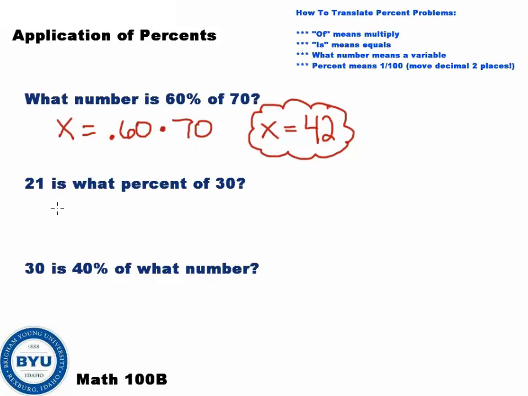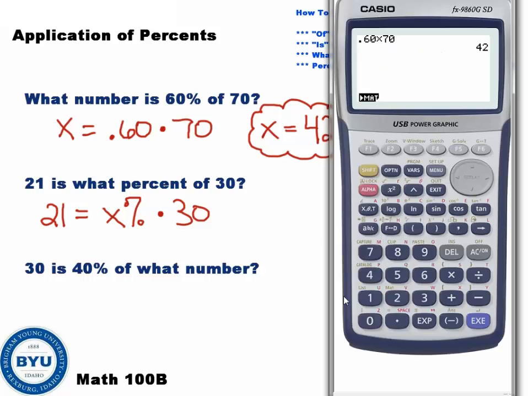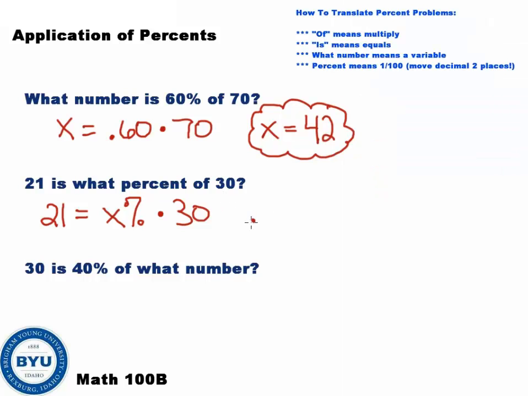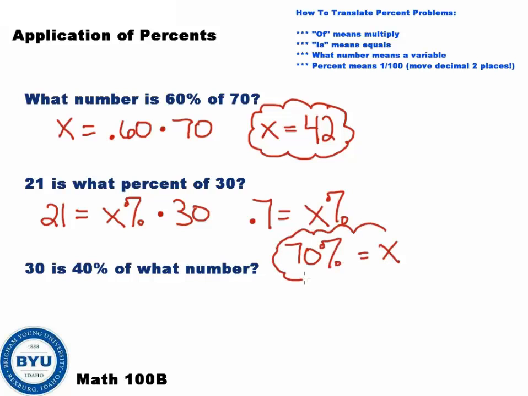On this next one, it says 21. 21 is means equals what percent? That is a number with a percent. We're not sure what the percent is going to be. Of 30 means multiply. Now if I want to solve for x, I'm going to need to get rid of this multiply by 30. So I'm going to divide both sides by 30. And I'm going to get 21 divided by 30. Now that 0.7 equals x as a percent. So we're going to need to move the decimal place over 2 spots to get 70% as our value. So 21 is 70% of 30.